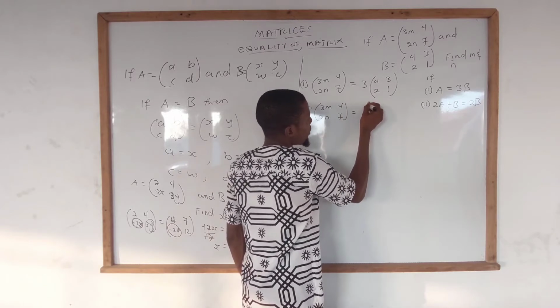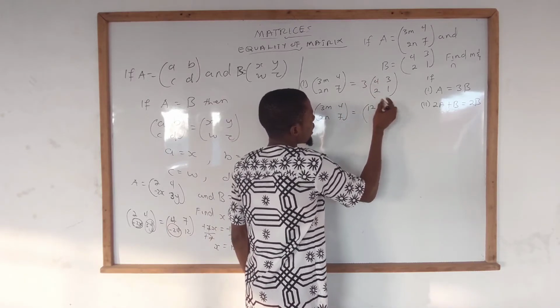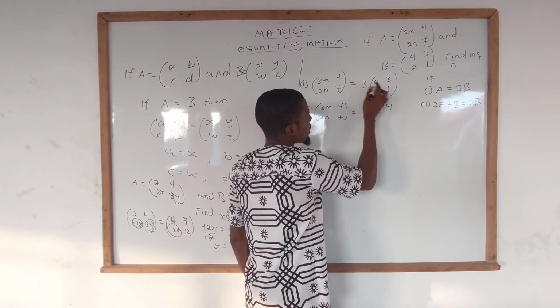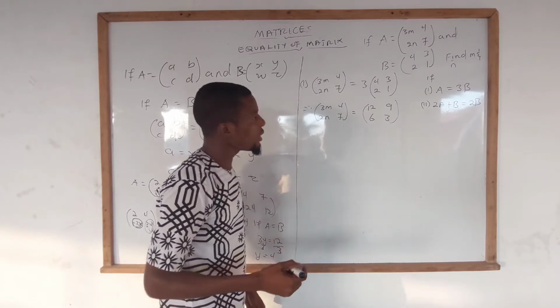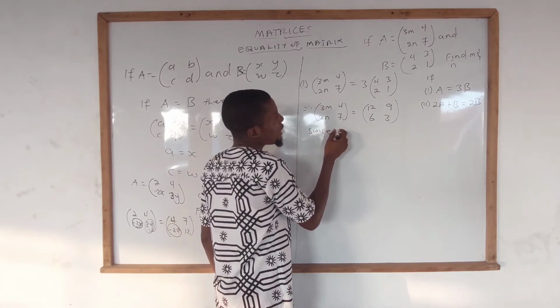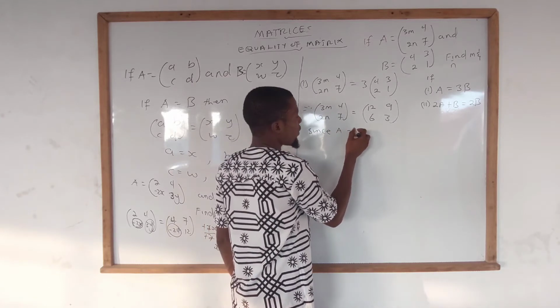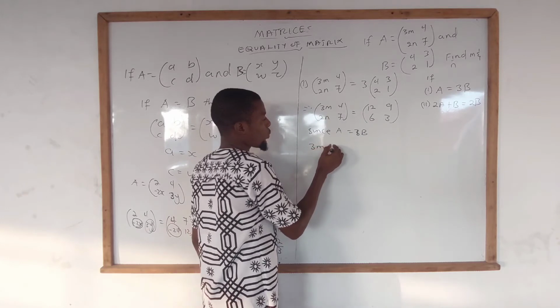This is what I have to simplify. So this one becomes 12, 3, 4, 12, 3, 3, 9. This one is what? 6, and 3, 1, 3. Remember, this is multiplication of a matrix by a scalar. Now, since they are telling me that A equals 3B, then I can say that 3M equals what?